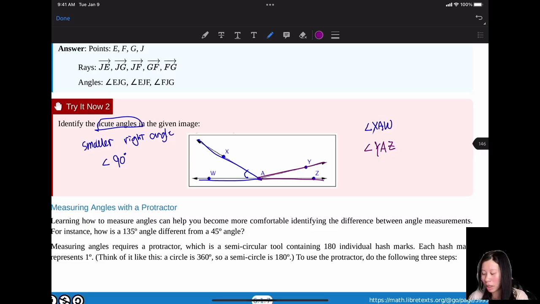So what about XAY? Is this one an acute angle? No, because this one is greater than 90 degrees. So this one is not an acute angle.